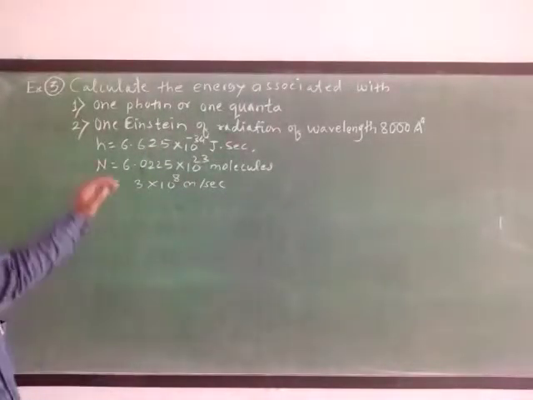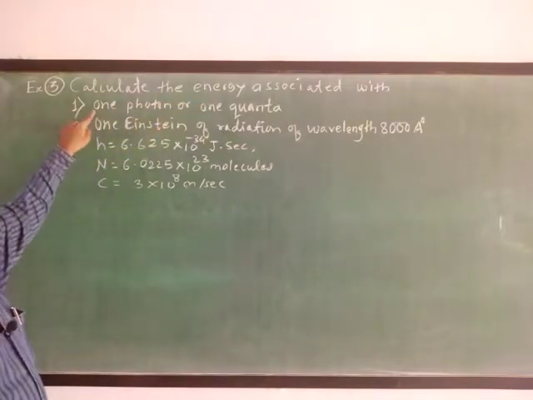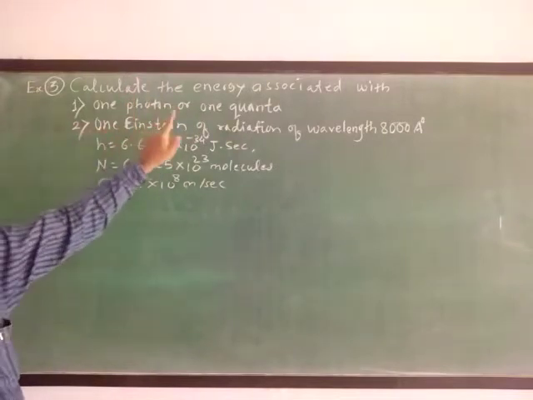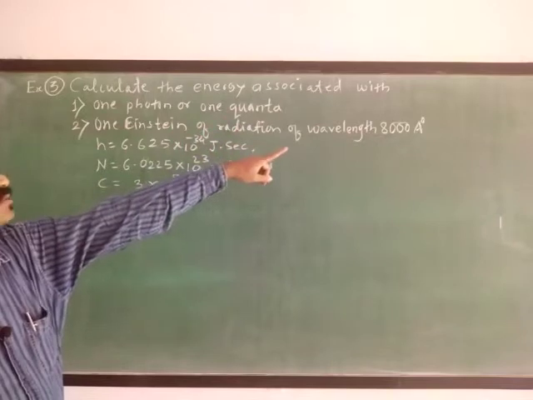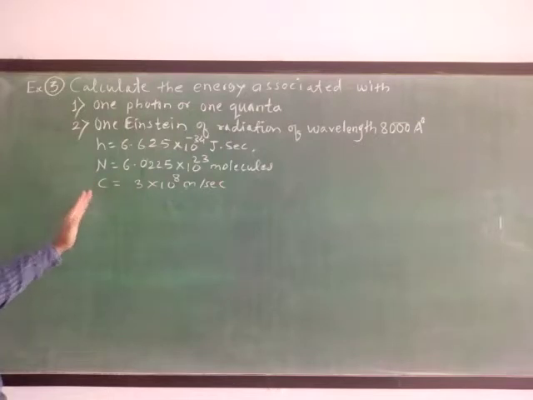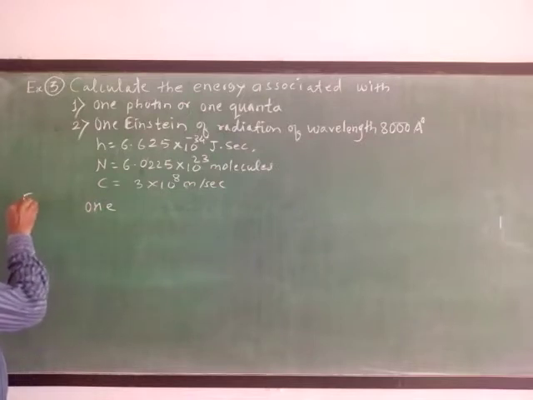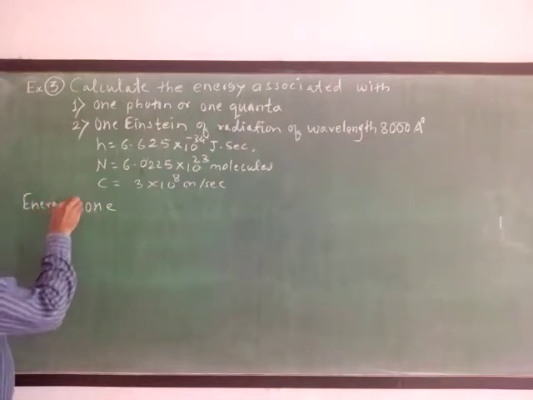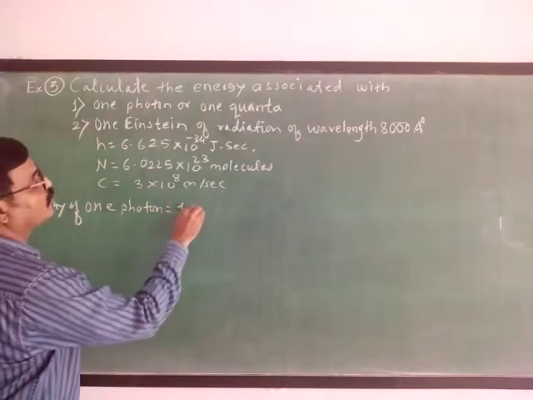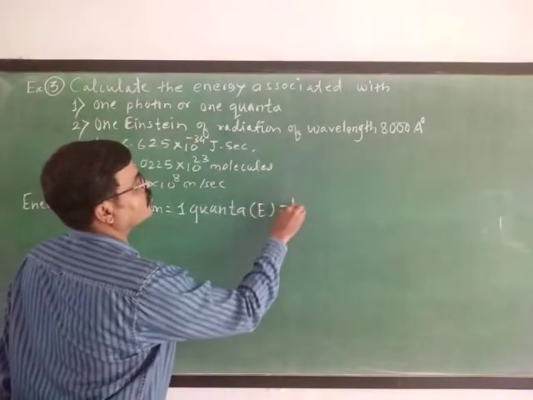Now see the example: calculate the energy associated with, number one, one photon or one quanta of energy; second, 1 Einstein of radiation of a wavelength 8000 angstrom, if the values of h, N and c are given. Now see, first of all, the energy of one photon or one quanta is equal to h nu. That's why E equals h nu.